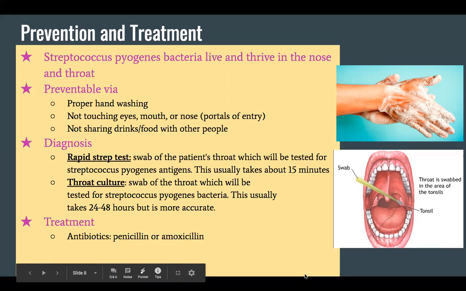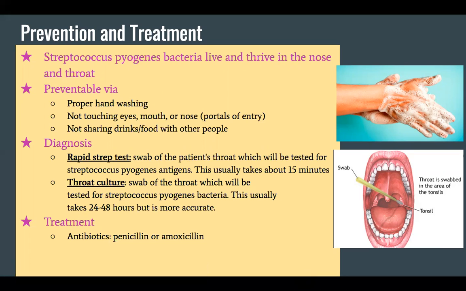All right, so my name is Emily, and I have the prevention and treatment of this disease. Streptococcus pyogenes bacteria live and thrive in the nose and throat. So this kind of goes to show how easily they can be spread by the simplest cough or sneeze, which would expel droplets onto yourself or a surface or even someone else.